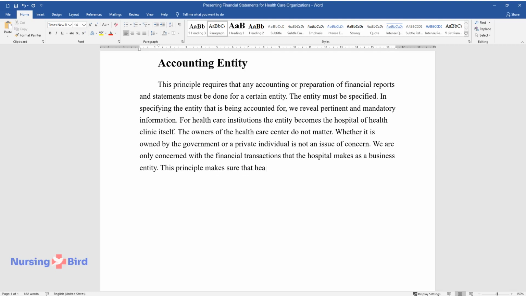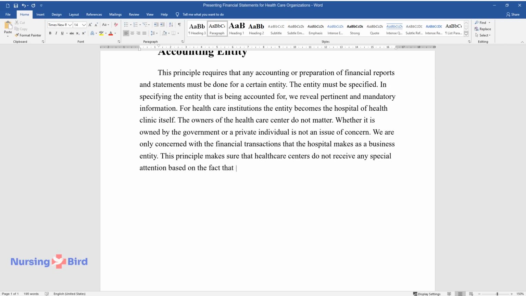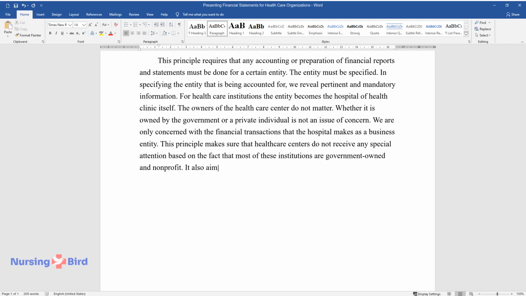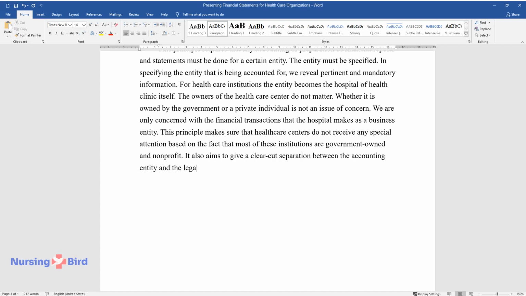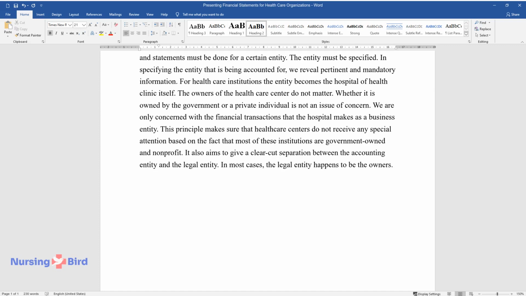This principle makes sure that healthcare centers do not receive any special attention based on the fact that most of these institutions are government-owned and non-profit. It also aims to give a clear-cut separation between the accounting entity and the legal entity. In most cases, the legal entity happens to be the owners.